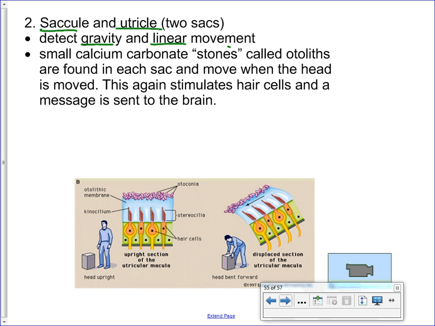And I mentioned these tiny little stones, calcium carbonate stones, that are going to be moving around and pulled in the direction of gravity. So the picture that we see at the bottom here, initially in this picture, the stones would be pulled down, brushing by the stereocilia, providing information that this person is in an upright position. When they do bend over, the stones are going to be pulled, well, in a different direction, brushing by those hair cells, providing a different frequency or pattern of action potentials, which again is sent to the brain and interpreted as the person is being bent over in the forward position.